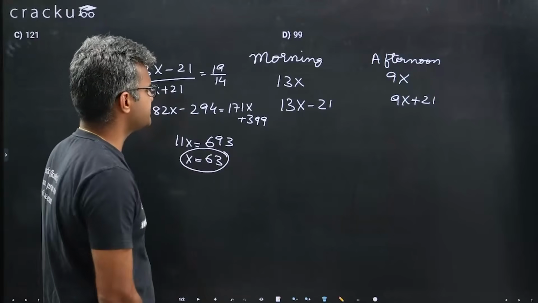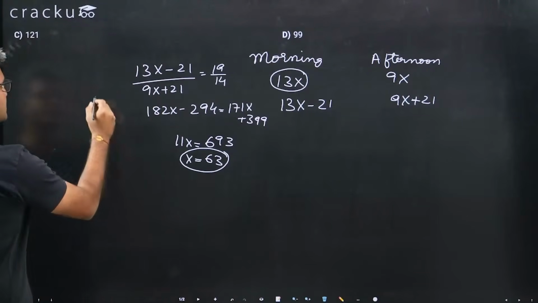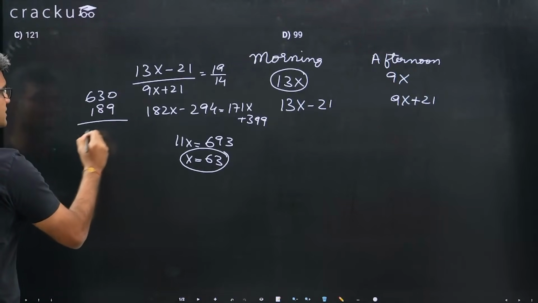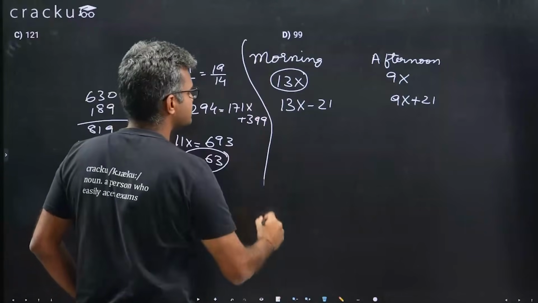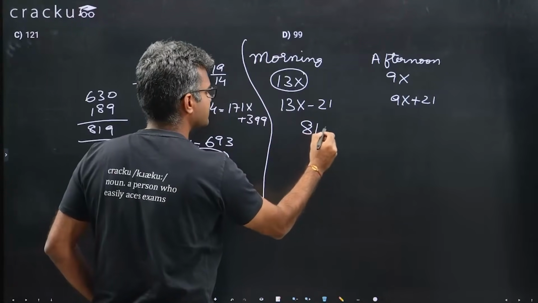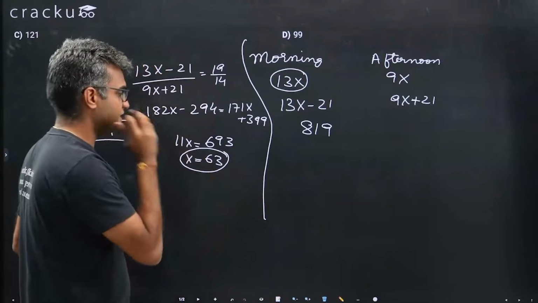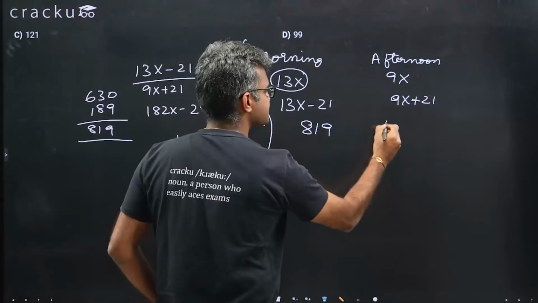So the number of students at the start is 13 into 63. What is 63 into 13? That will be 630 plus 189. This is 819. So the number of students at the start in the morning shift is 819. And the number of students in the afternoon shift is 63 into 9, which is 540 plus 27, which is 567.